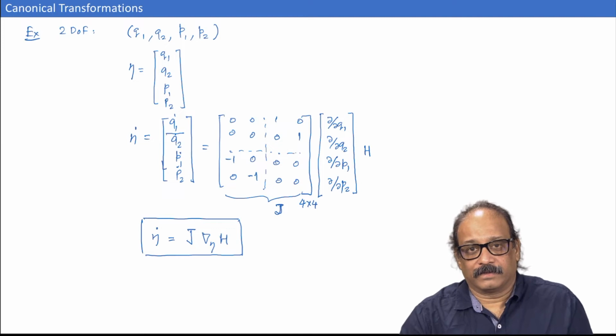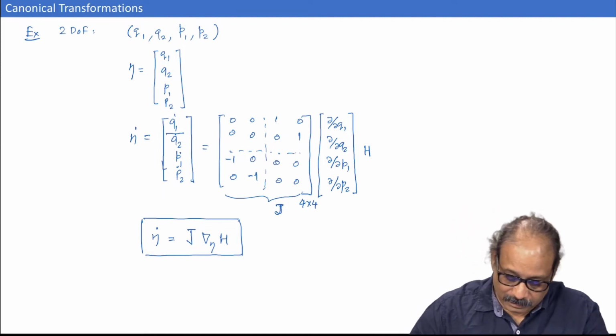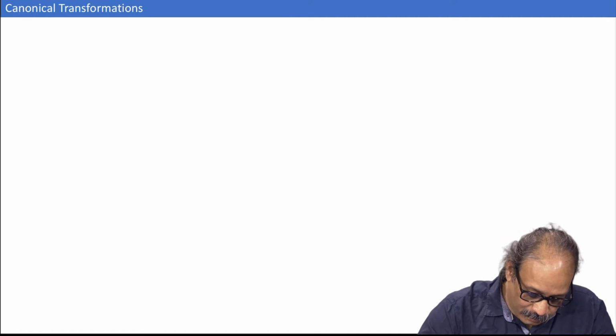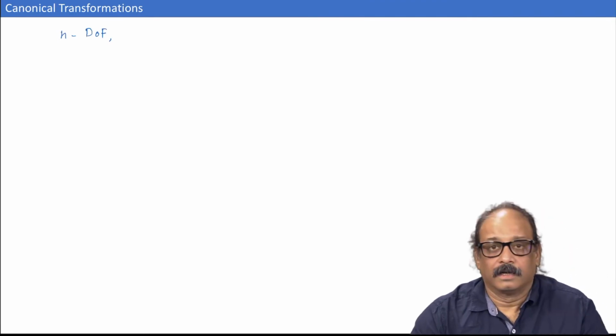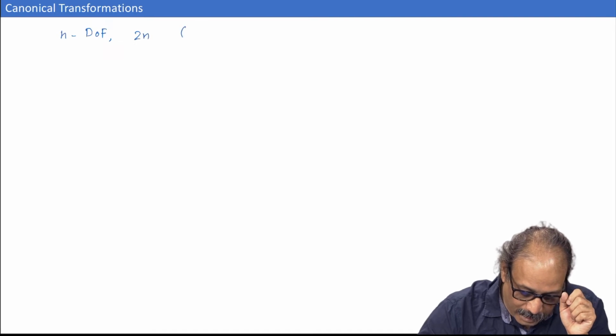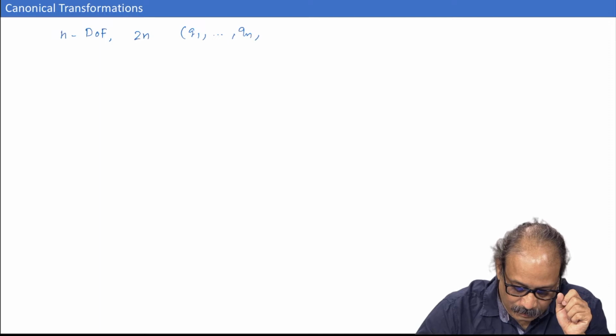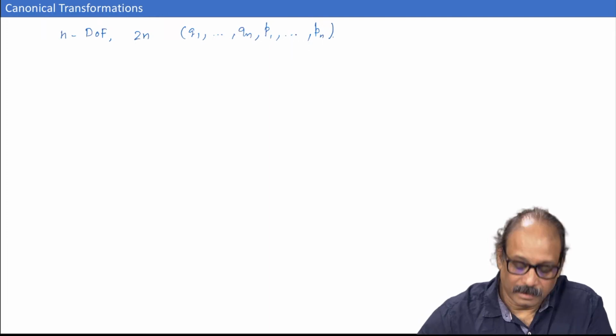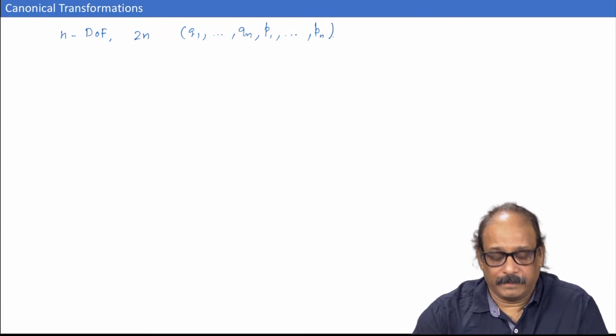Let us write the same equation for the general case. In the general case, now you have n degrees of freedom. That means you have 2n variables, and these 2n variables would be q1 to qn, and then you have p1 to pn. So, how do we construct our eta matrix?